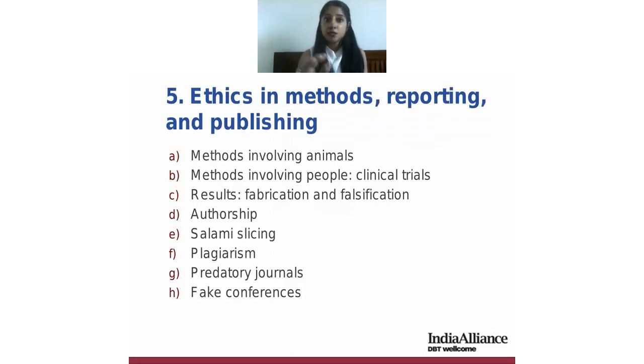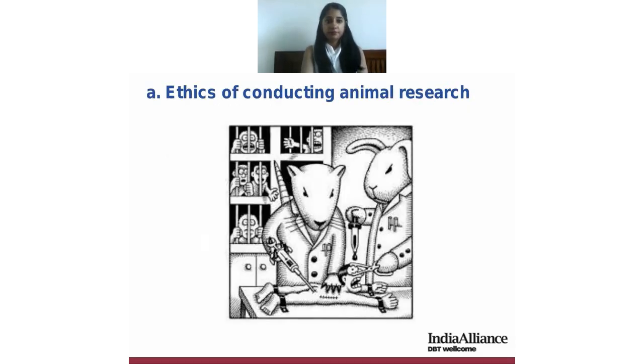Coming to the last point, which is further subdivided into 9 points, ethics in methods, reporting, and publishing. Some of it is overlapping with what I've already spoken about, but some of these I know a lot of students ask about, particularly salami slicing and plagiarism. So I know there's going to be a lot of attention for those sections, but please pay attention to the rest of the topics also. Each of them are very, very important. Very relevant to all of you, but also I'm guessing you would be aware, ethics of conducting animal research.